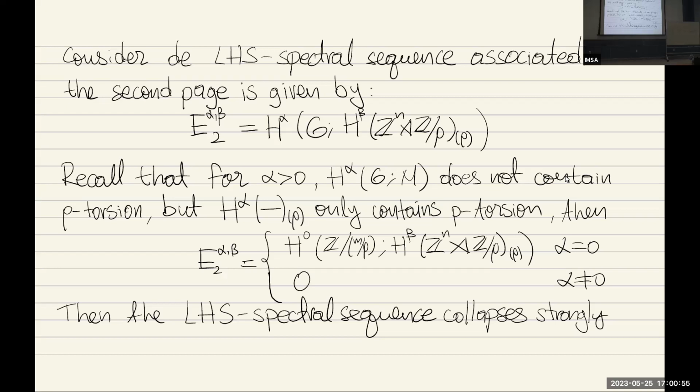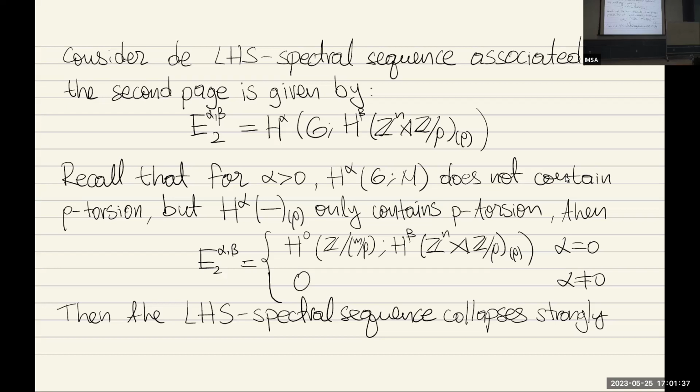But because of the coefficients, this cohomology only contains p torsion. Then the second page of the Lyndon-Hochschild-Serre spectral sequence is concentrated at degree 0. Then we don't have differentials, and we don't have an extension problem. So the Lyndon-Hochschild-Serre spectral sequence for this extension with these special coefficients collapses strongly.